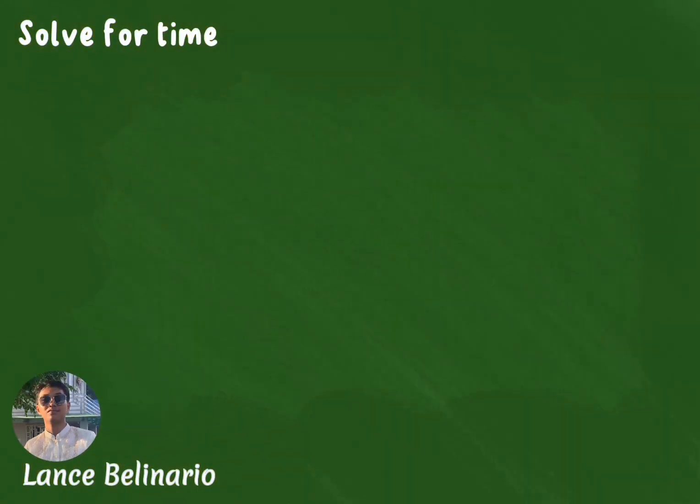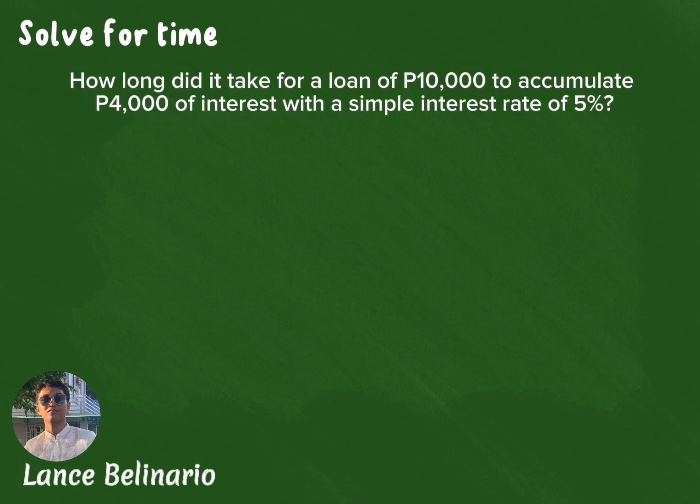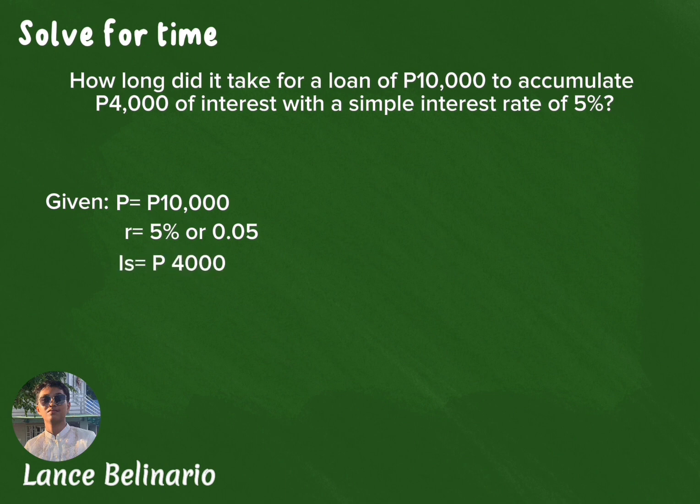So here's another example of a problem. How long did it take for a loan of 10,000 pesos to accumulate 4,000 pesos of interest with a simple interest rate of 5%? First, determine the given. We have 10,000, that is our principal or P. We have 5%, that is our rate, equal to 0.05 in decimal. And we have the simple interest of 4,000. Now we are looking for the time.